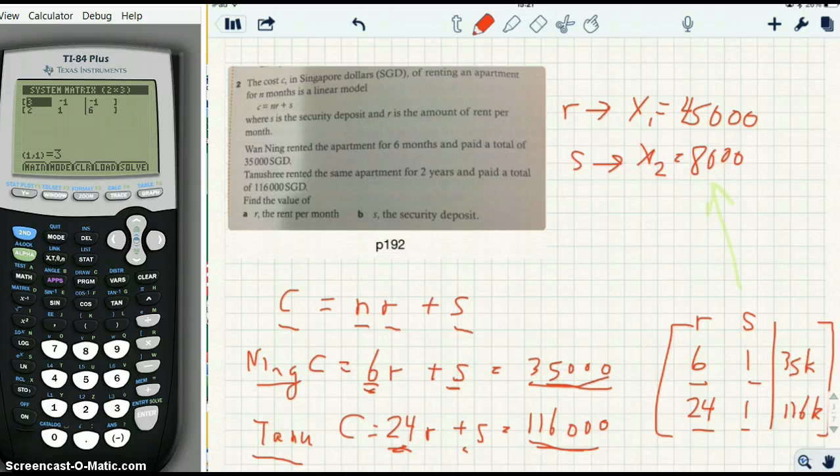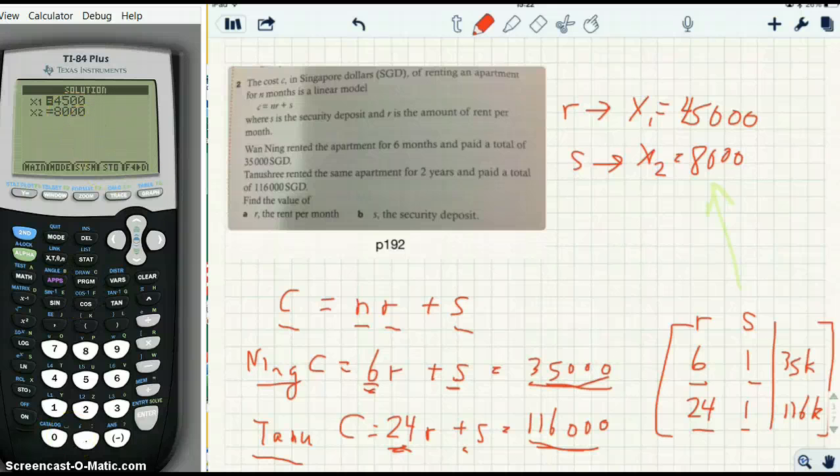I'm going to pause the video while I enter that data in, because you already know how to do that. So the solution for the first variable, which we get by pressing solve, let me do that over for you. We've put in our coefficients 6, 1, 24, 1. Remember, it's 6 times R plus 1 times S, 24 times R plus 1 times S, and the constant terms are 35,000 and 116,000. Then we press solve here, and it gives us the solution for two variables, x1 and x2, 45,000 and 8,000.